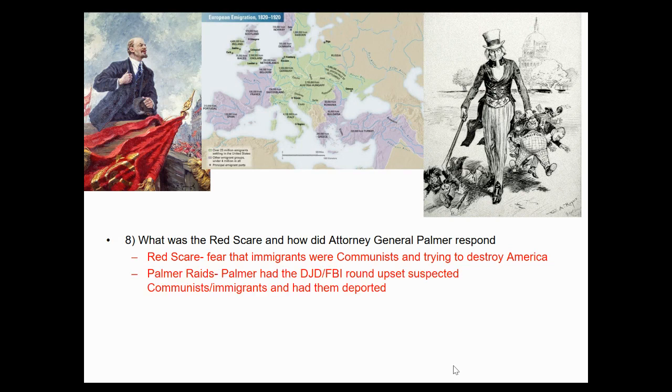So Attorney General Mitchell Palmer's response were the Palmer Raids. He had what was then the department, the DOJ, which later becomes the FBI, round up suspected communists and immigrants and have them deported, right? Now, can you tell me how this roundup of suspected radicals is un-American or unconstitutional?